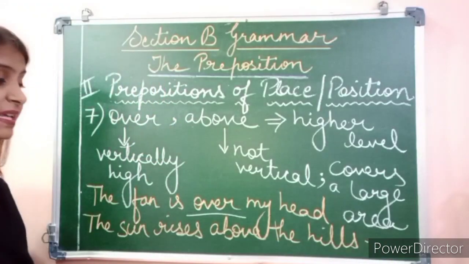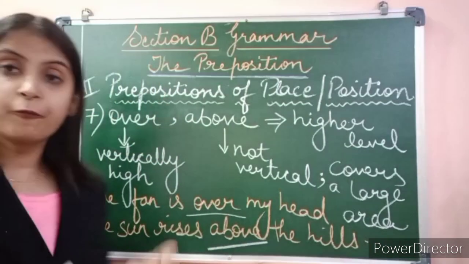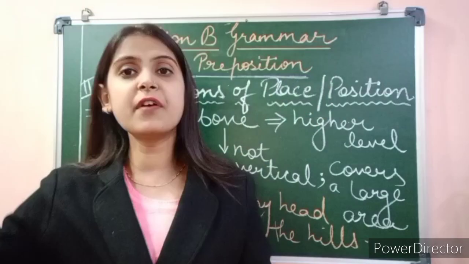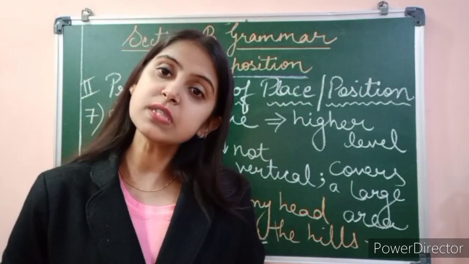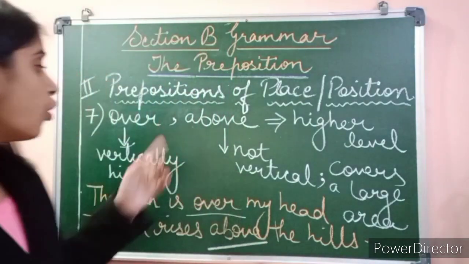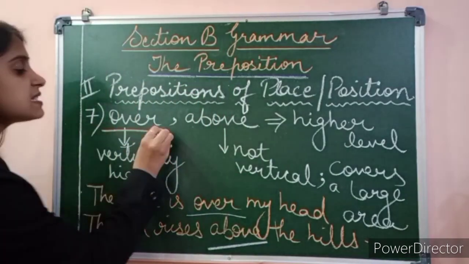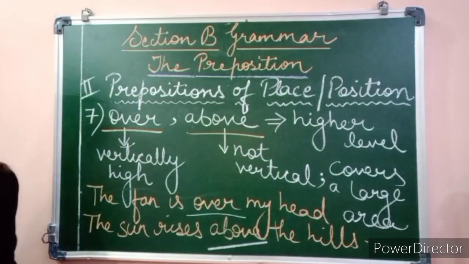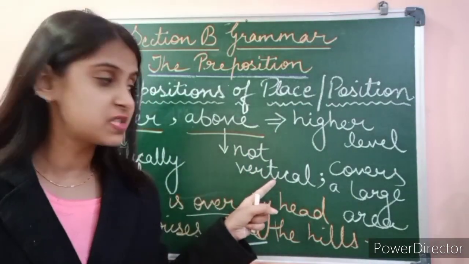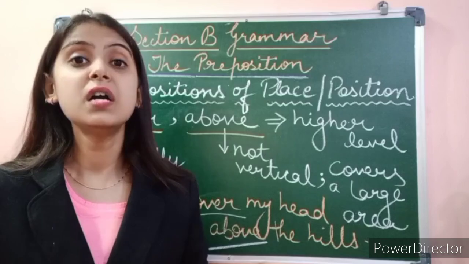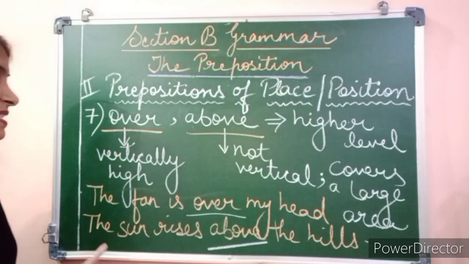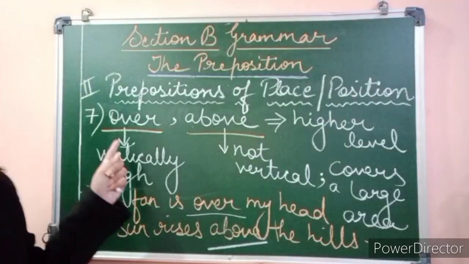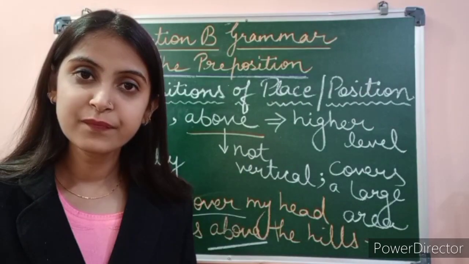It does not mean that vertically above the hills. Above the hills means it will cover a large area. So we have used above. Right? So over is used when something is vertically high, and above is used when something is not in a vertical position but it covers a large area. For example, the sun rises above the hills. I hope the difference between over and above is clear to you.